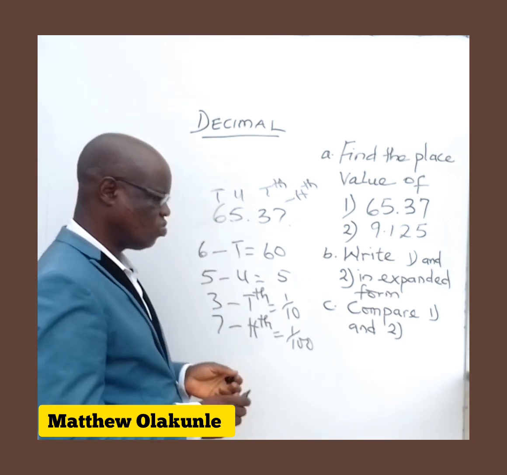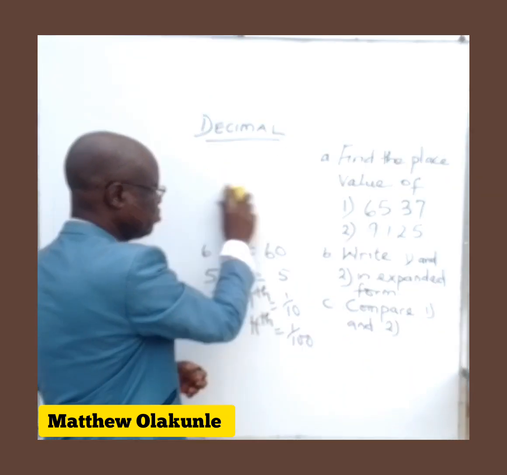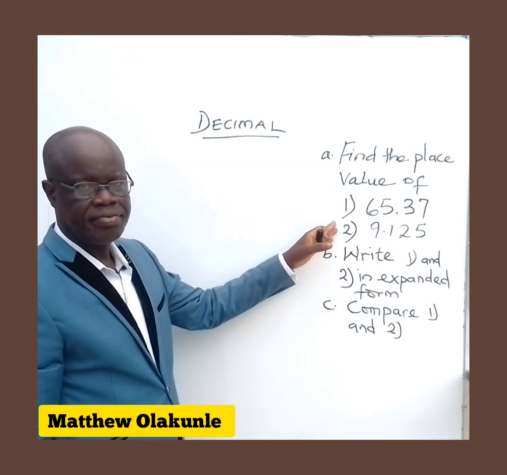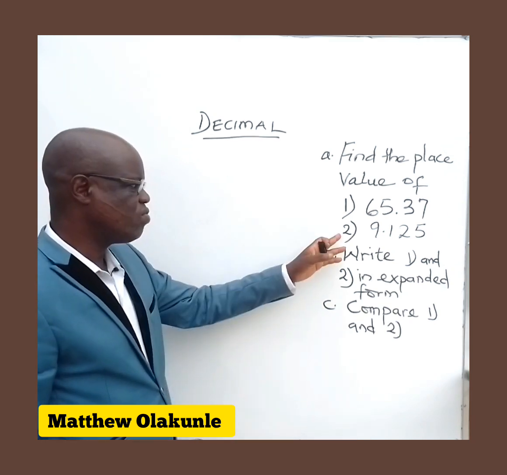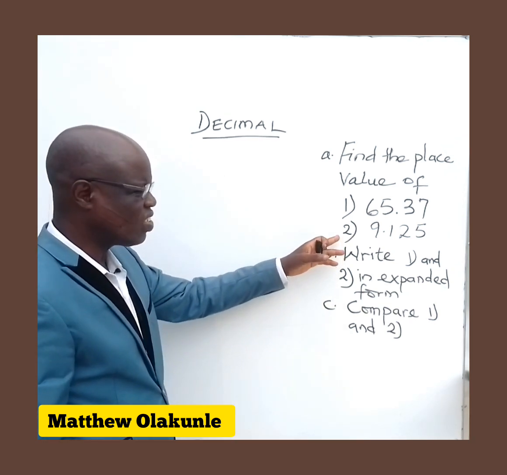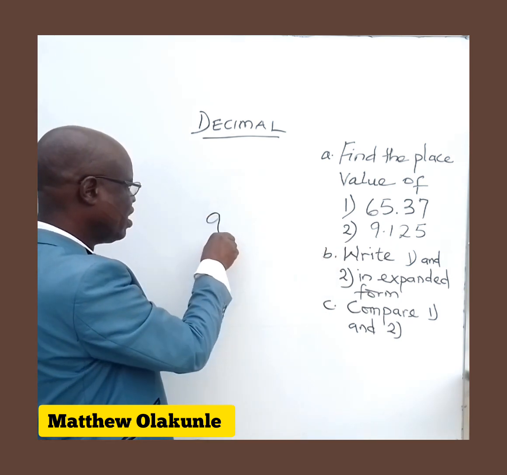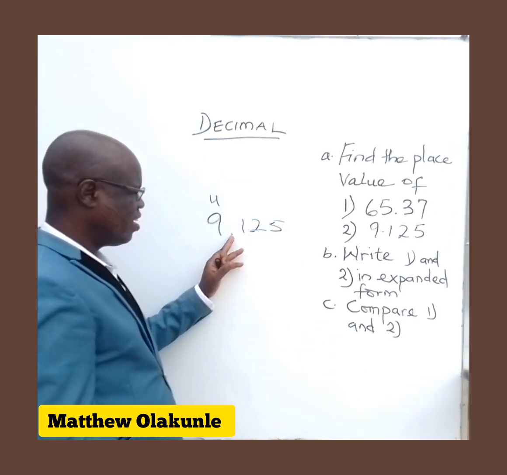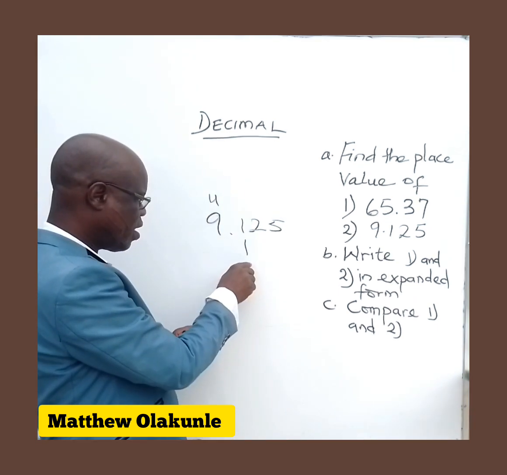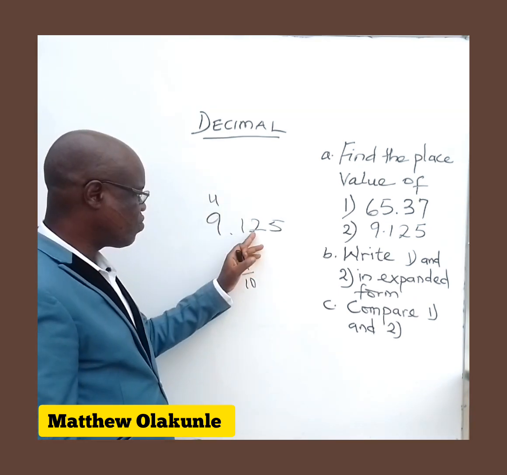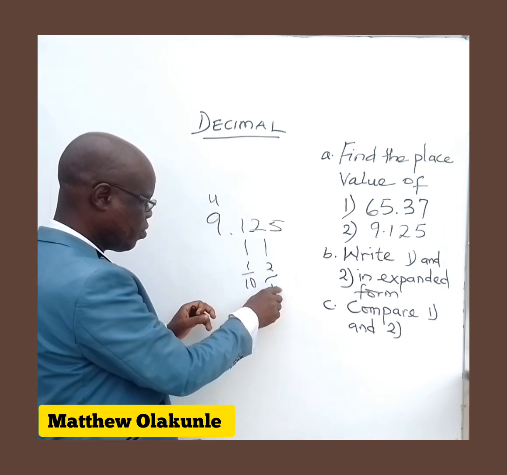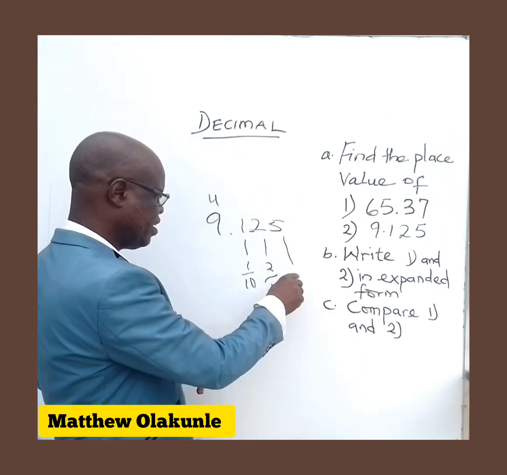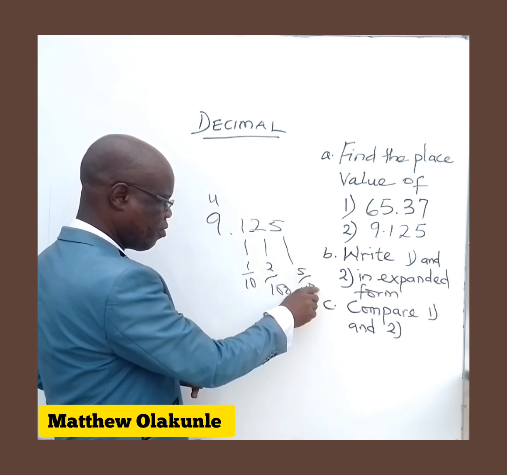Now, the next thing we want to look at, we want to write this number in an expanded form. Let's do this number 2. So what you will do is you write this one down. This is the unit. After this point, you have 1, and this one is 1 over 10, which is tenth. Then this 2 is 2 over 100, which is hundredth. And this third one is thousandth, which is 5 over 1,000.